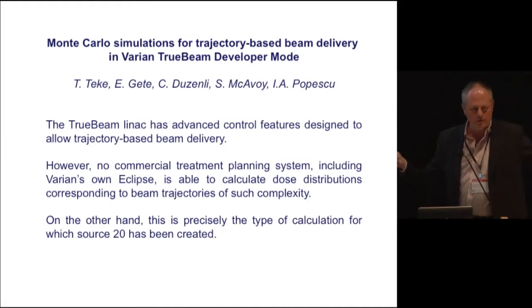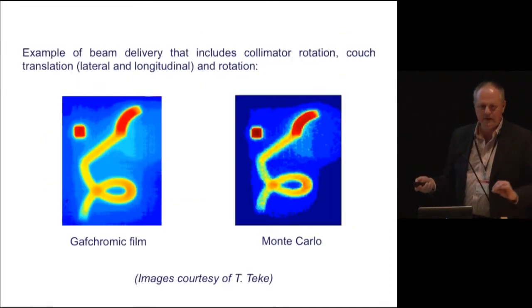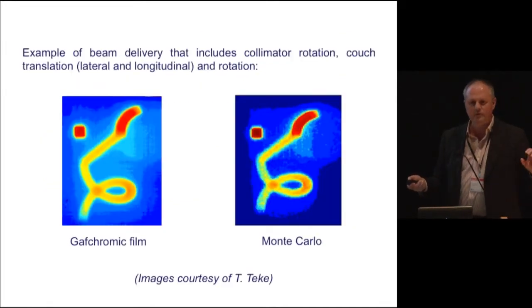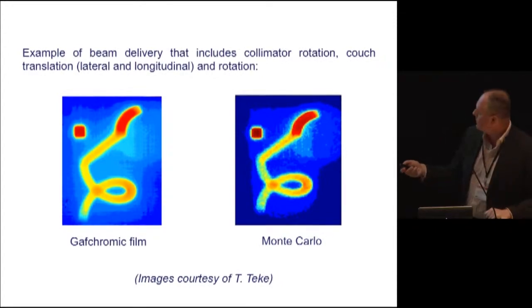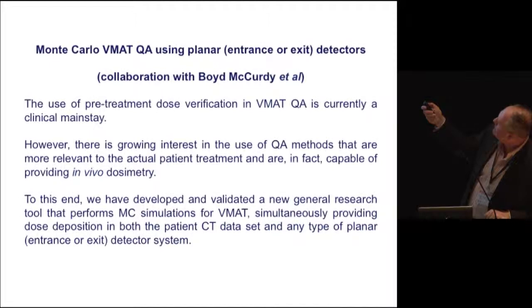I mean, Source 20 can already calculate that, but with my colleagues, we developed a little tool that generates the required beam and DOS-XYZ input files starting from the XML files that are required by the developer mode. And here's an example of Monte Carlo versus GAFchromic film for a beam delivery that included collimator rotation, couch translation, lateral and longitudinal, and couch rotation.